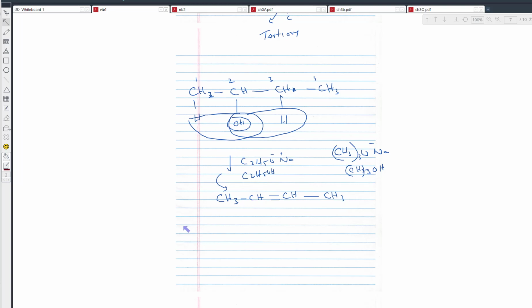What do we call it? Saytzeff. Just check the spelling because it is also spelled in different ways. Some write Zaitsev. Just check the spelling of this one. Both of them, Saytzeff or Zaitsev, are the same thing. And the other one, when we are using the bulky base, is called the Hofmann product.